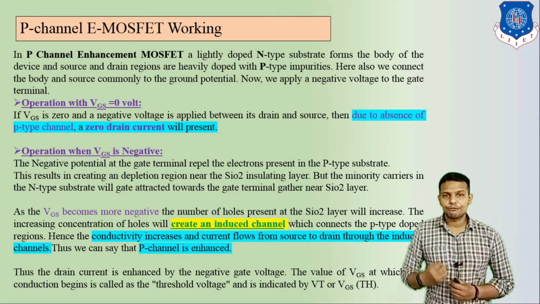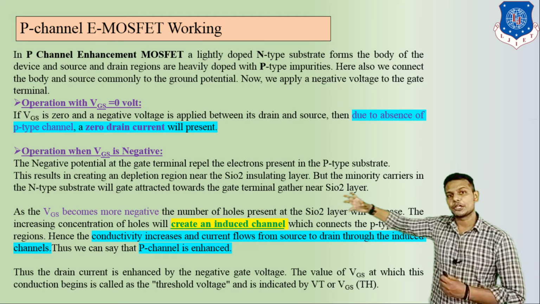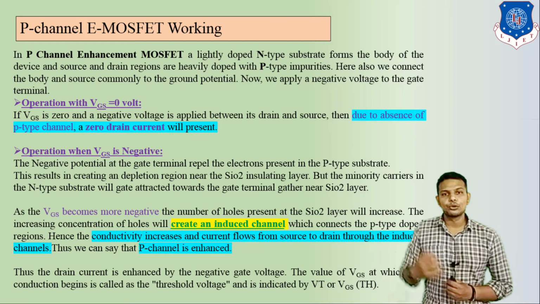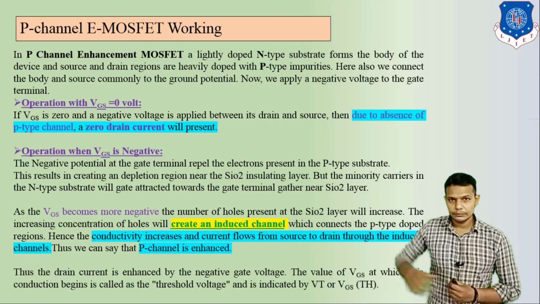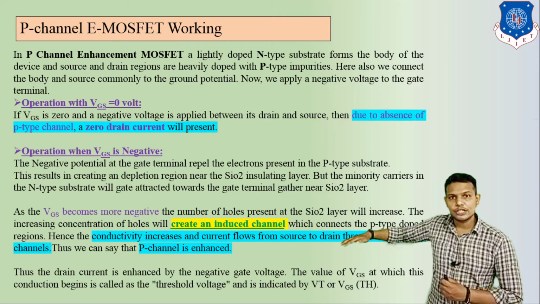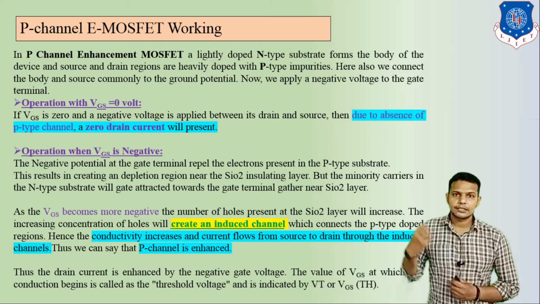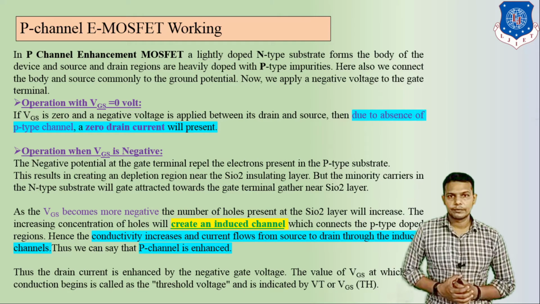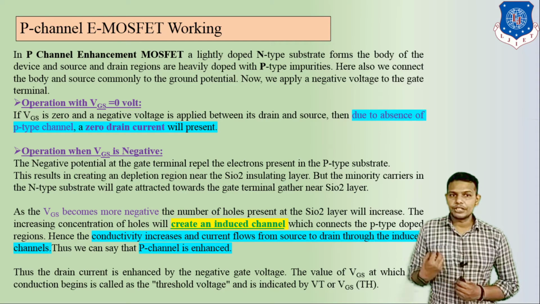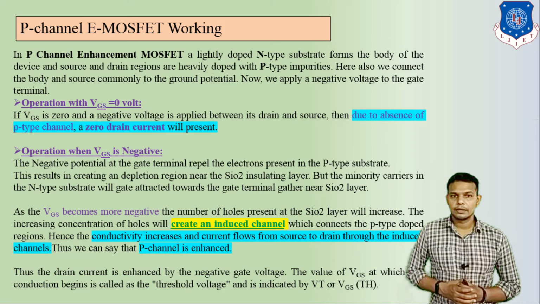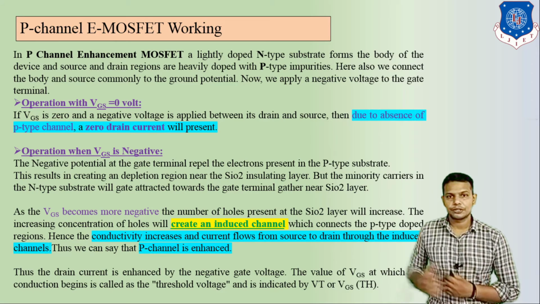If we increase more and more negative voltage, more and more holes are attracted towards the gate side, and due to this there is a generation of channel. In between drain and source a channel is present due to the increase of VGS on the negative side. This channel is induced, which connects the P-type regions, and that's why it is known as threshold voltage, VTH.